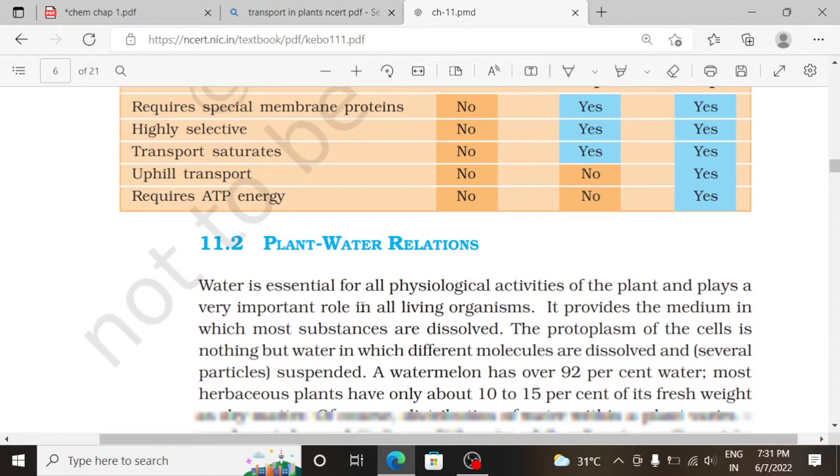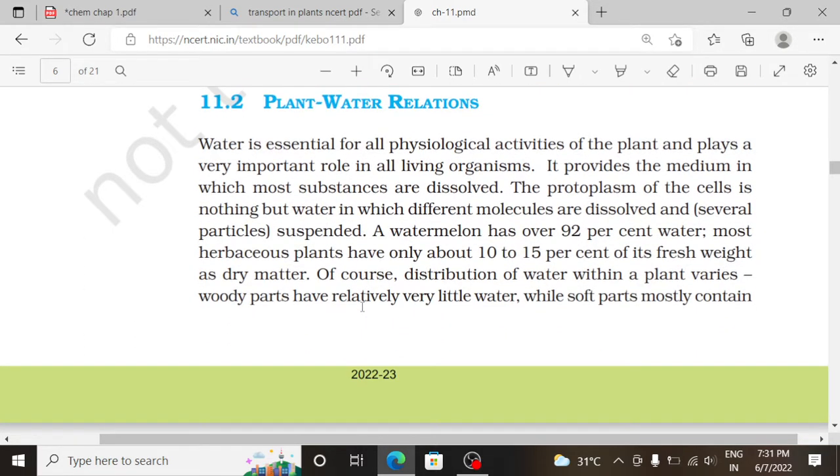Now let us learn about plant-water relations. Water is essential for all physiological activities of plants and plays a very important role in all living organisms. It provides the medium in which most substances are dissolved. The protoplasm of the cells is nothing but water in which different molecules are dissolved and several particles suspended.